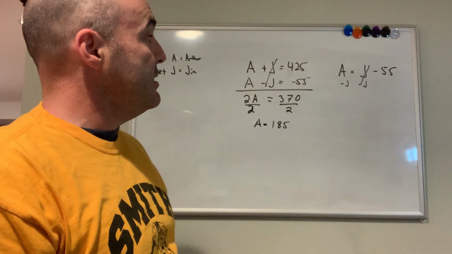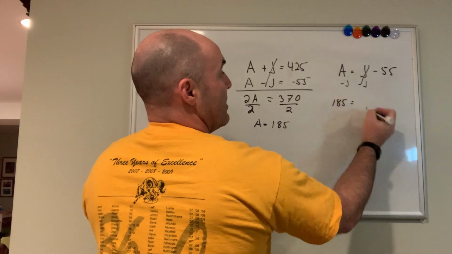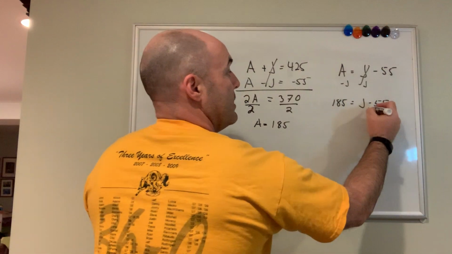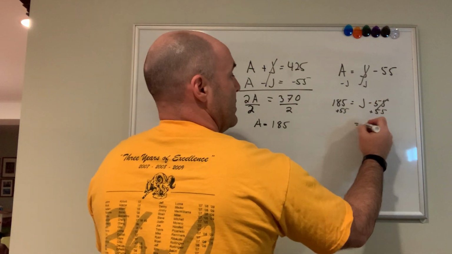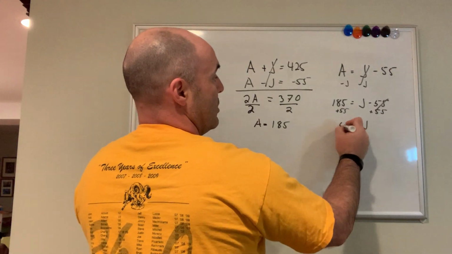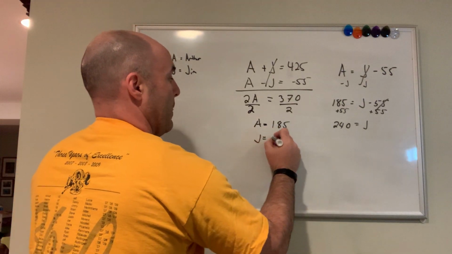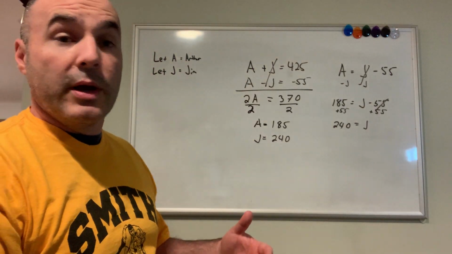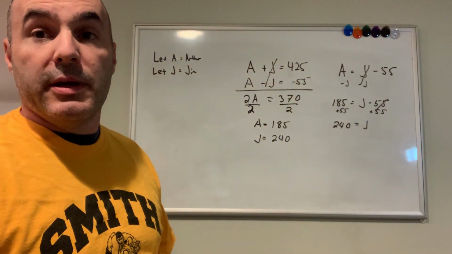Okay, 185. Now I can use this. I can go back to the original over here. I can say that Arthur was 185, which was 55 less than Jim, and add 55 to both sides. So Jim was 240. Okay, so Jim was 240 and Arthur was 185. If you want to do a quick check, add them both together. If they equal 425, you can be pretty comfortable with your answer.